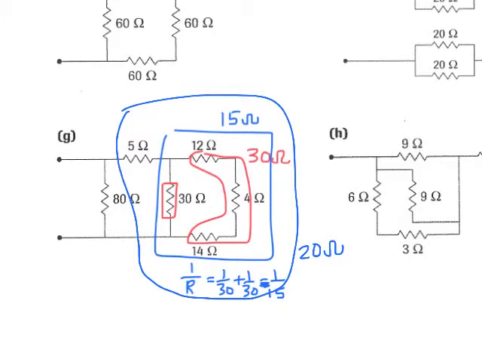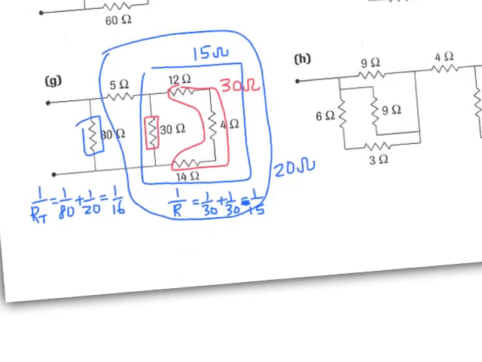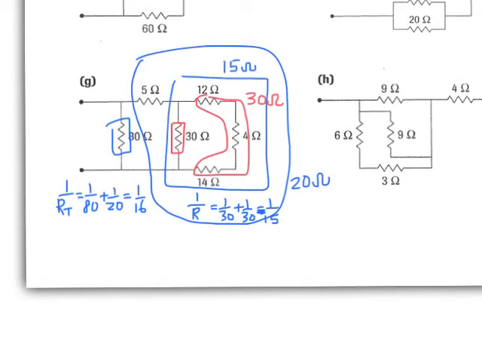20 and 80, what relationship do you see? Parallel. Good. So total resistance, 1 over RT equals 1 over 80 plus 1 over 20. Okay? So 1 over 80 plus 1 over 20, you get 1 over 16. So the total resistance for this question has to be 16 ohms.